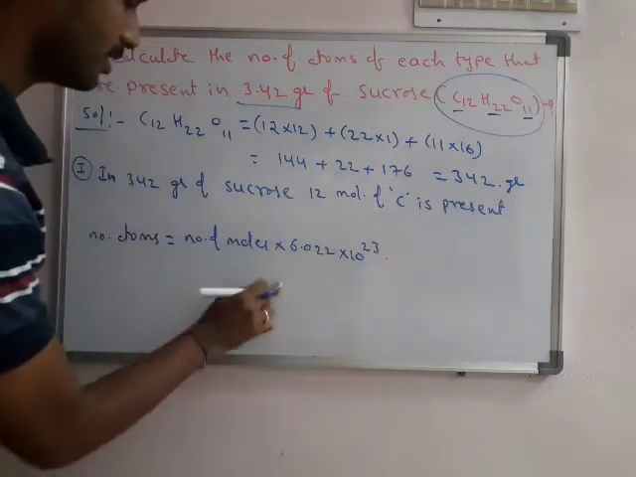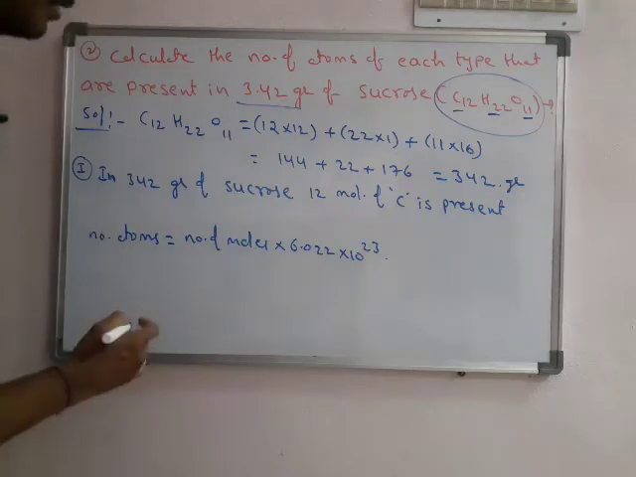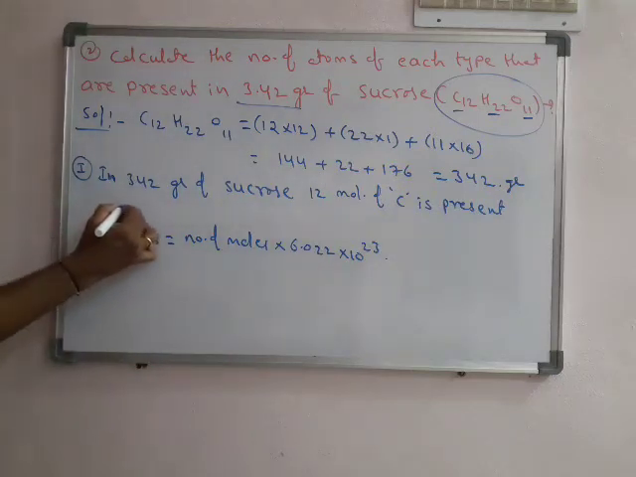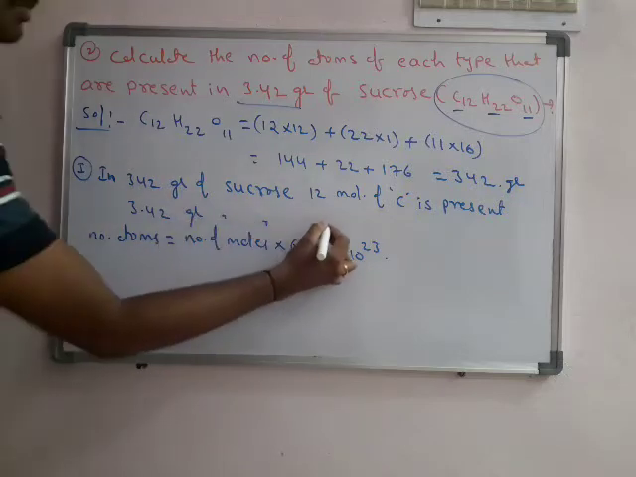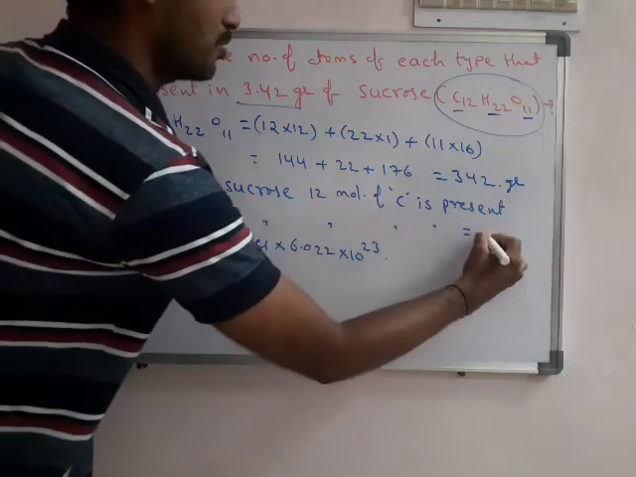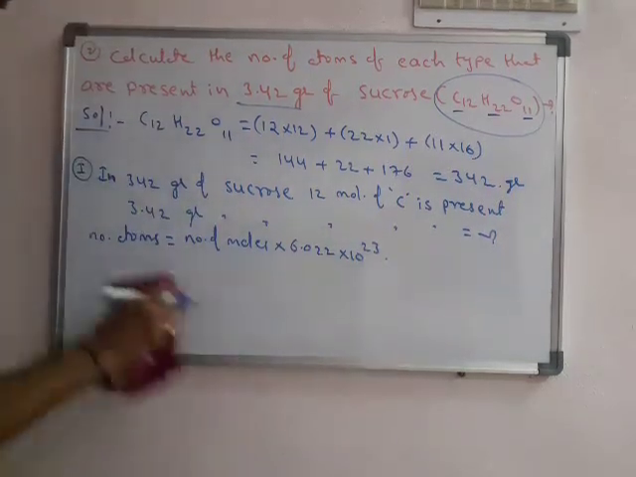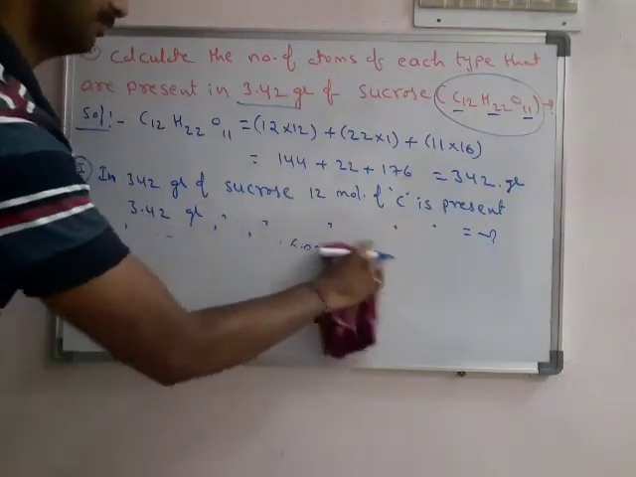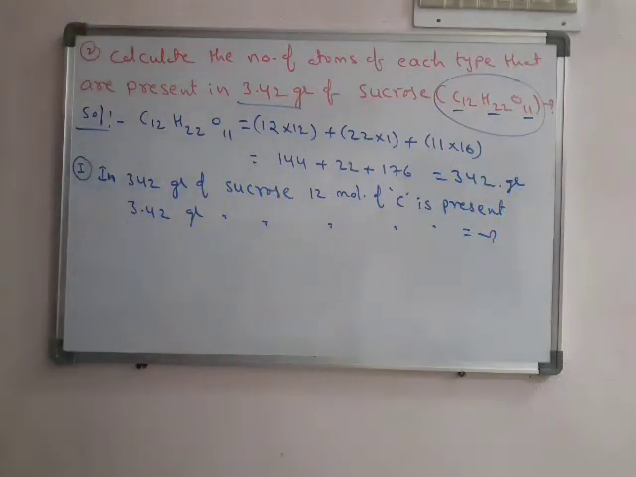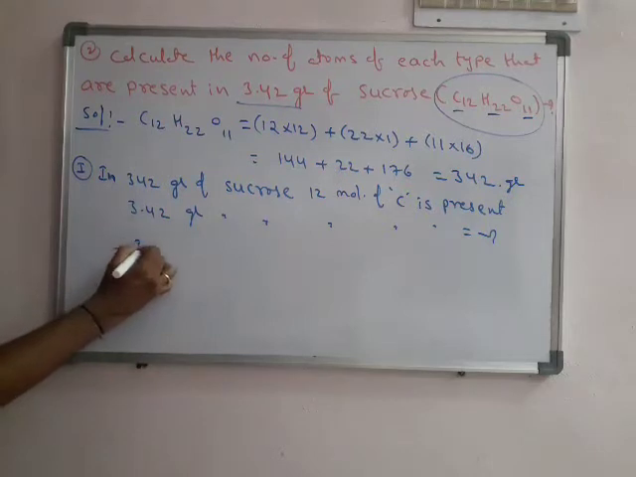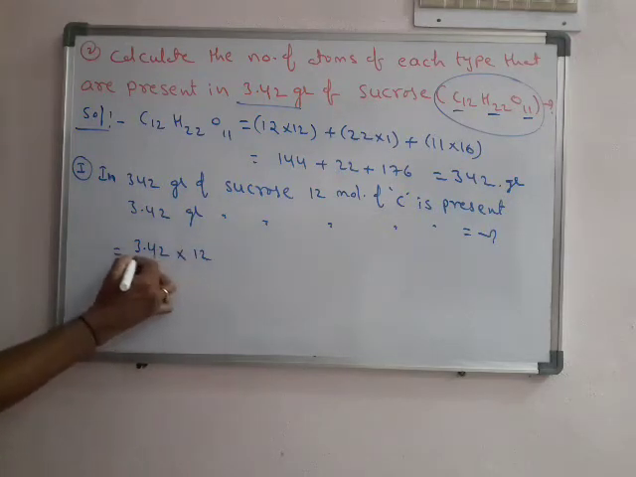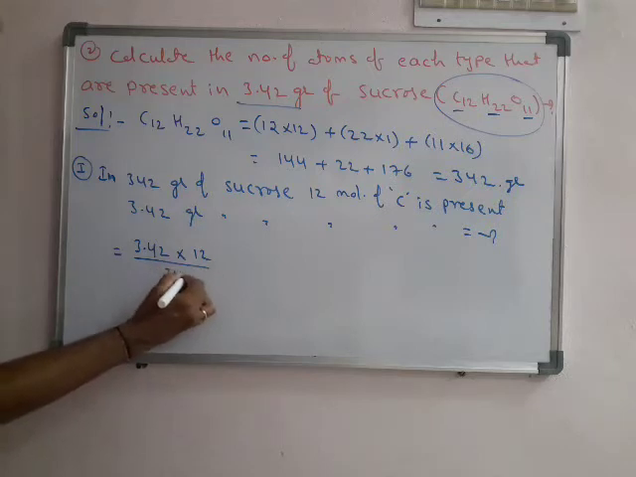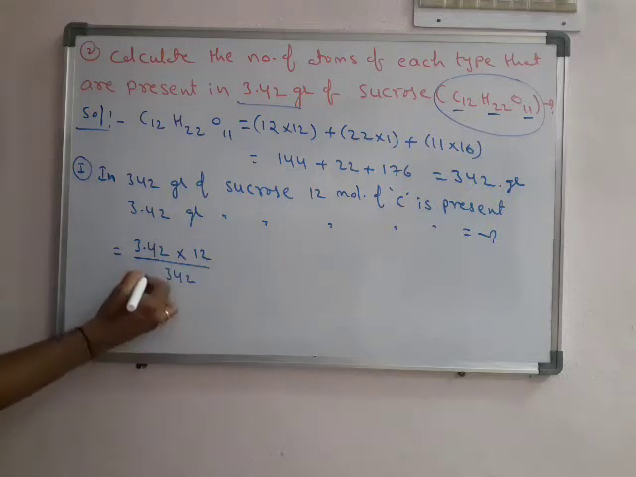Moles, to calculate this number of atoms, convert it. Okay, then what about 3.42 grams of sucrose, having how many moles of carbon? Again we will write 3.42 into 12 moles by 342, so we can divide by 100.